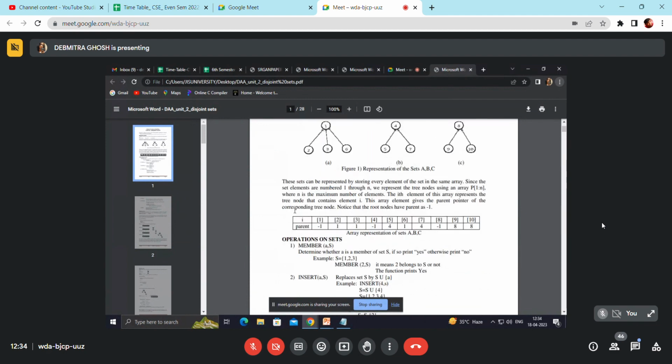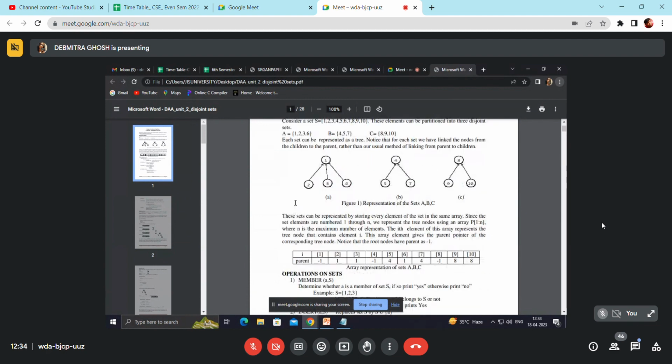See, this is the graph. Graphs are represented here. One consists of 1, 2, 3, 6. Then there is another tree which has parent node 4, and 5 and 7 are the child nodes. Then there is another tree where the root node is 8 and the child nodes are 9 and 10. Now what I asked you: we can write set A, meaning the first tree. Set A is 1, 2, 3 and 6. These four elements are present in the first tree.